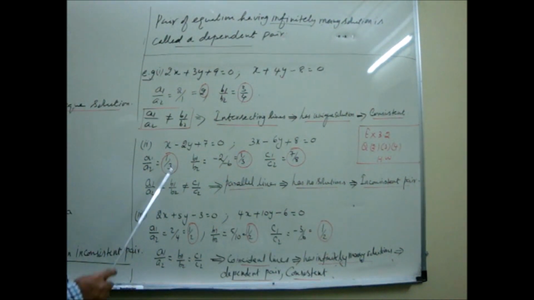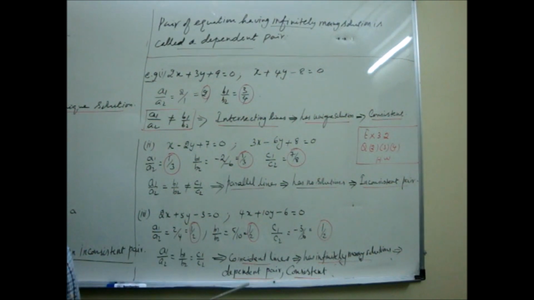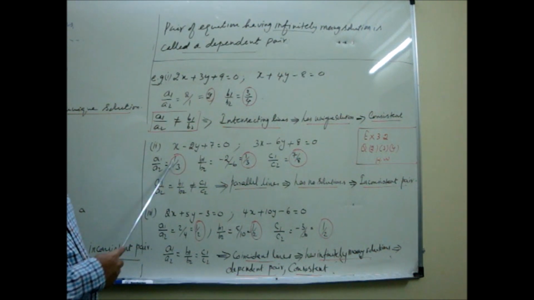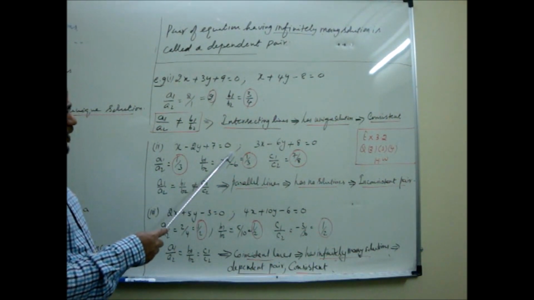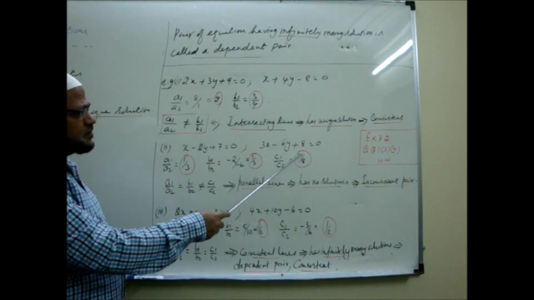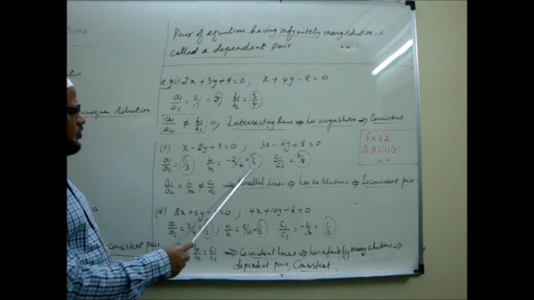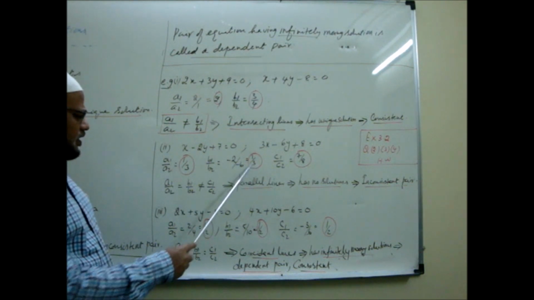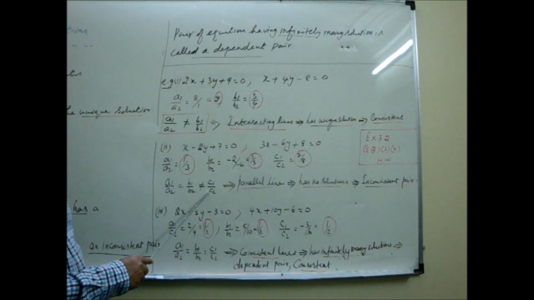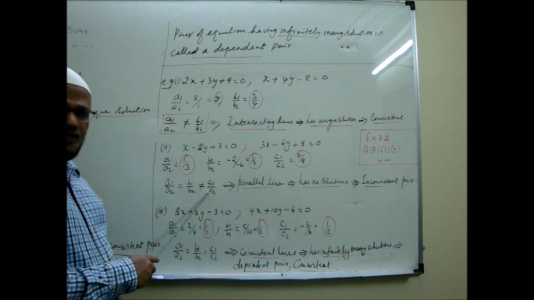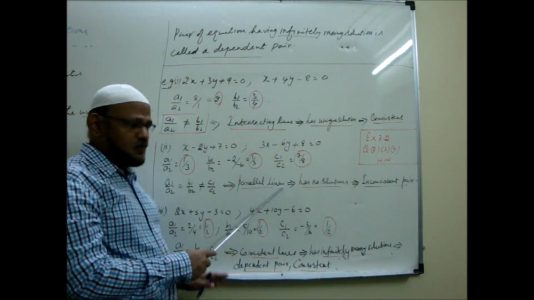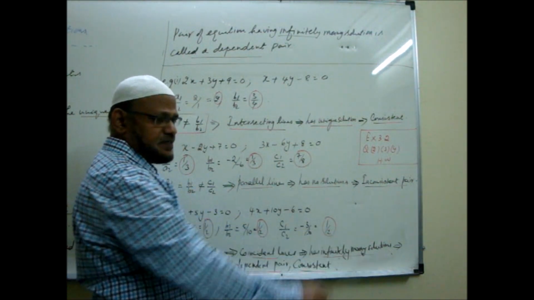Okay. Second one, here I have taken two equations. In this example, you see, a1 by a2 is 1 by 3. b1 by b2, minus 2 by minus 6, that also is 1 by 3. c1 by c2 is 7 by 8. So these two are both 1 by 3. They are equal to one another. I mean a1 by a2 is equal to b1 by b2 but not equal to c1 by c2. So what does it mean? The pair of lines goes parallel. They are parallel lines. So no solutions, an inconsistent pair.